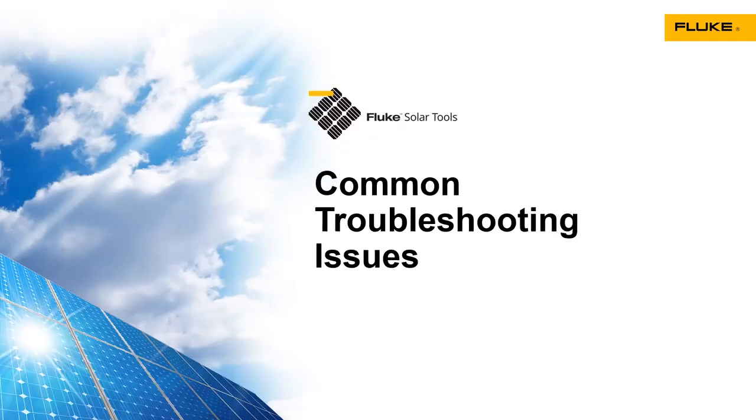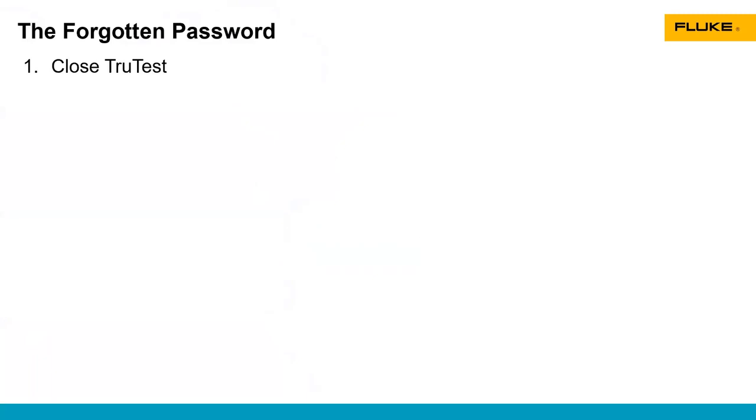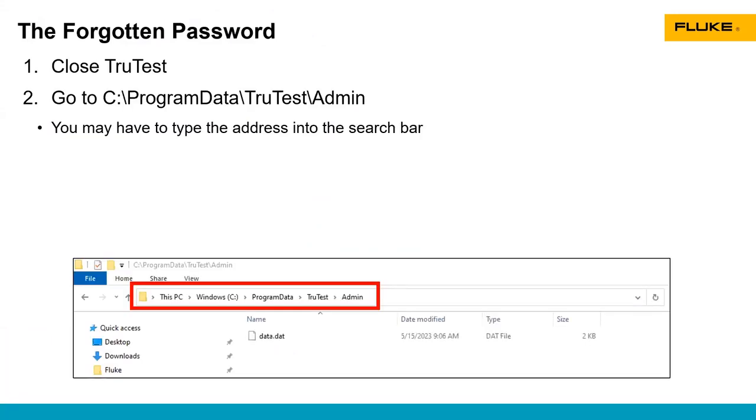Let's go through a couple quick troubleshooting techniques you can use if you're having problems with TruTest. First one, you forget your password. First thing you do is close TruTest. Then you go to C, Program Data, TruTest, Admin. In most cases, you're probably going to have to actually type this in the search bar so you can see the bar highlighted at the top of this window here. Just go in there to your computer C, type in program data. That's going to bring you to the TruTest folder, and then administration.